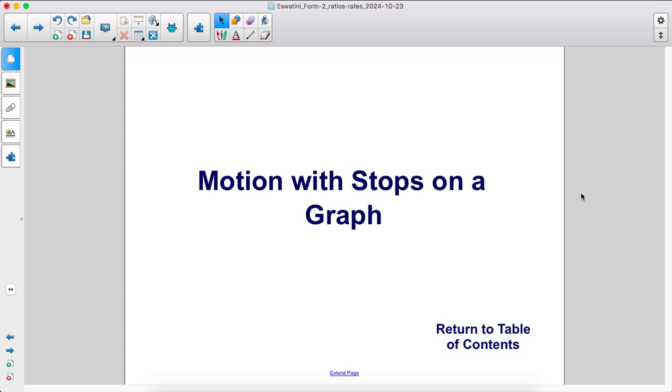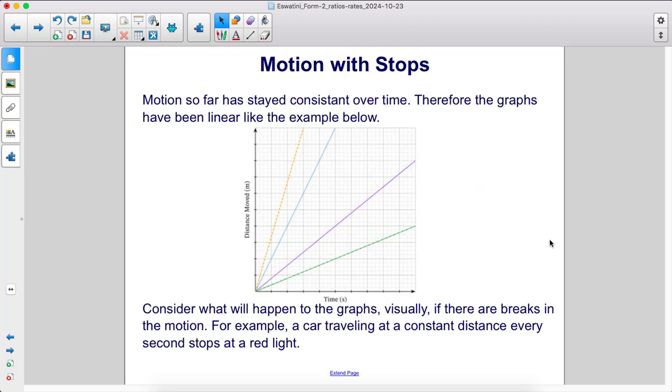Motion with stops on a graph. Motion so far has stayed consistent over time. Therefore, the graphs have been linear, like the example below. Consider what will happen to the graphs visually if there are breaks in the motion.